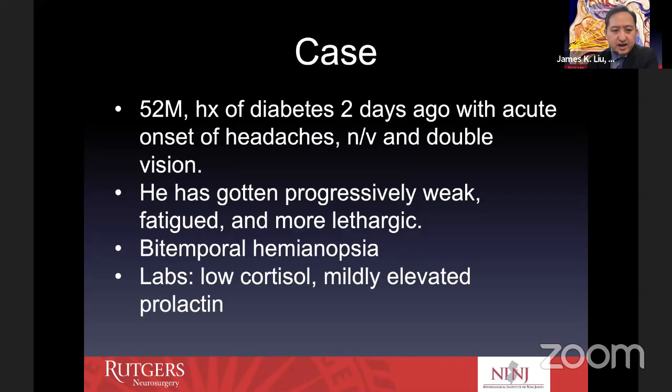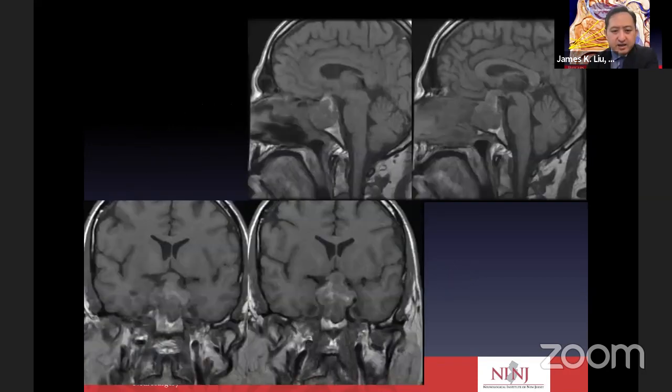This is a case of a 52-year-old male who presented exactly with those symptoms. And it's important to check their pituitary blood work prior because most of them will typically have low cortisol levels and they come in with an Addisonian crisis. So you must quickly administer intravenous hydrocortisone and then get your imaging.